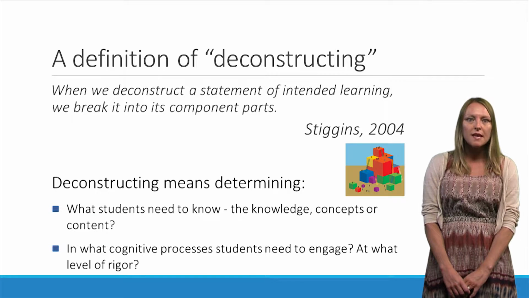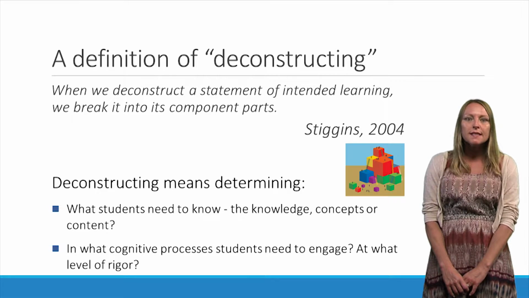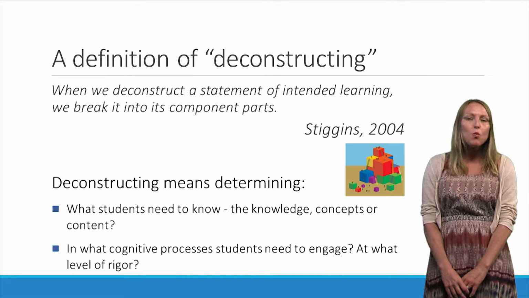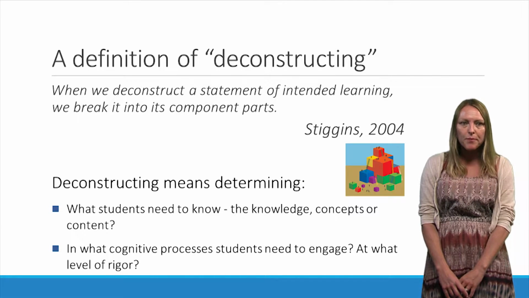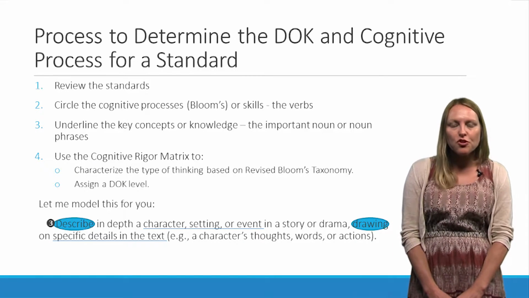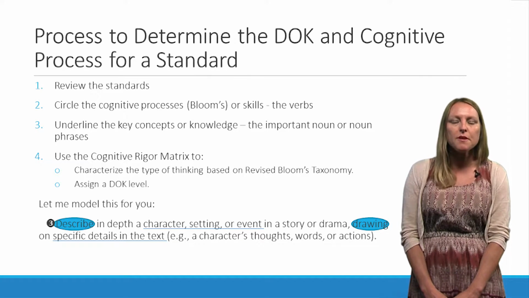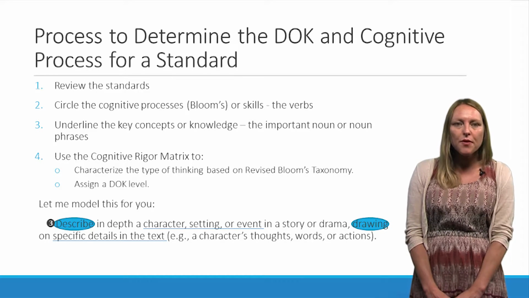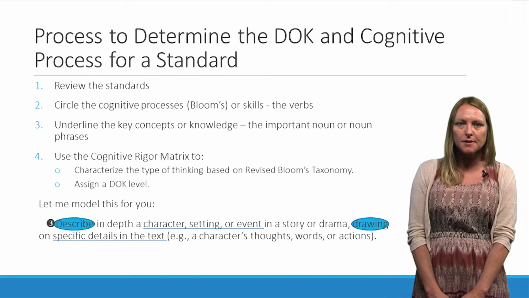As teachers, we unpack standards or deconstruct standards. When we deconstruct a statement of intended learning, we break it into its component parts. Deconstructing means determining what students need to know, the knowledge, concepts, or content, and what cognitive process students need to engage, at what level of rigor. Take a look at the standard on your screen. In the blue ovals, you'll see two verbs that are highlighted, describe and drawing. The first thing I did there was take a look at the revised Bloom's taxonomy and identify the cognitive process.